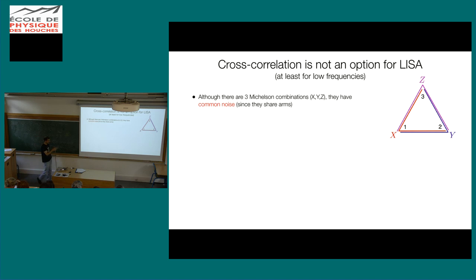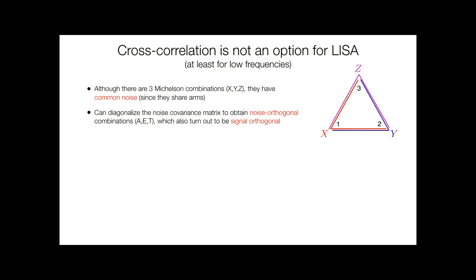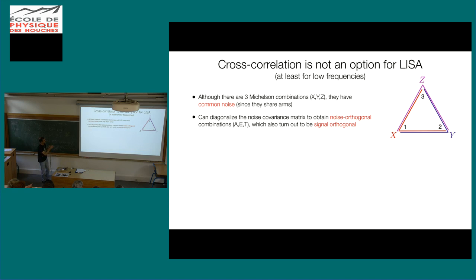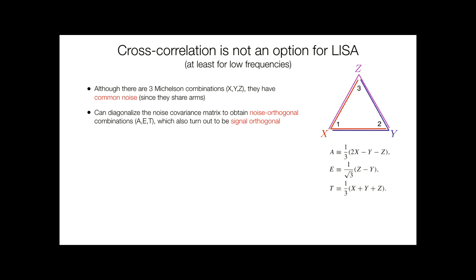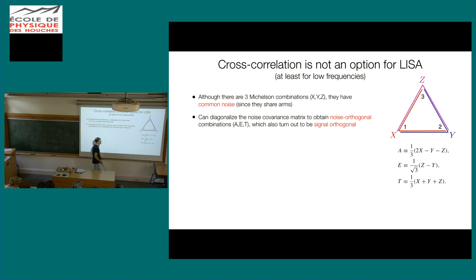Now, you can do cross correlations, allowing for correlated noise. But it turns out that you can actually take the covariance matrix, which has initially off-diagonal terms for X, Y, and Z, and then diagonalize that covariance matrix to get data combinations that are noise orthogonal. Okay, so although X, Y, and Z have common noise and are correlated, okay, and have off-diagonal terms in the covariance matrix, these particular combinations A, E, and T, which are given in terms of X, Y, and Z by these formulas here, are actually noise orthogonal. But they're also orthogonal to signal as well. So the diagonalization not only sort of kills the correlation between the noise, but it does it as well for the signal.